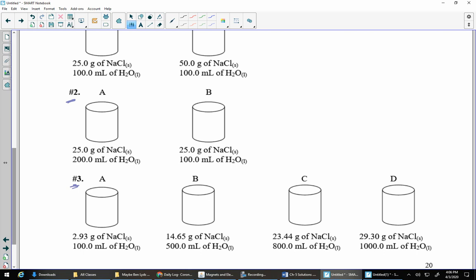Again, answer keys are on Google Classroom, and the big hint that I'll give you for this one is to make sure, if you can, to make the amount of solution, so the amount of H2O, the same, and it becomes really, really easy. So don't do it in 200 versus 100. Make it all in 100, right? 100 milliliters of water. Anyways, nice short one.